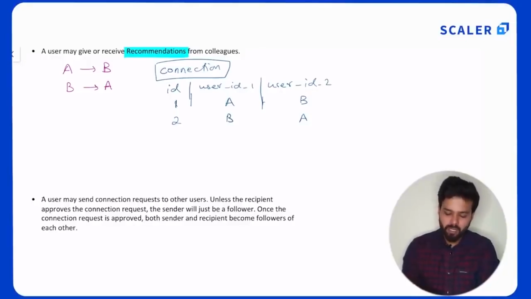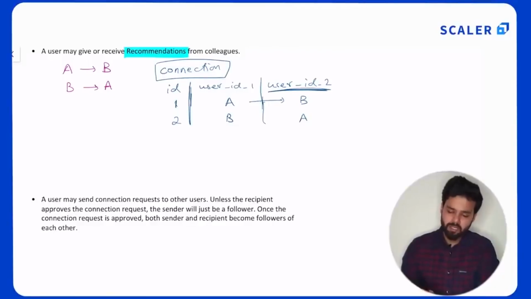So for example, A sent a request to B, so A is a follower of B. So if I want to find out B's follower, I'll need to query the second column, user ID 2. And as soon as it's a bidirectional mapping, I'm adding that particular row as well. So I'll be able to find that out as well.